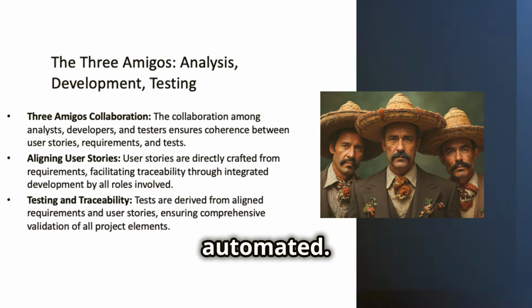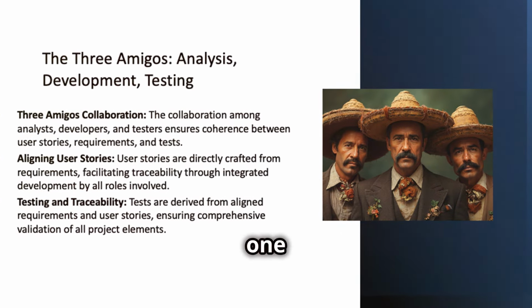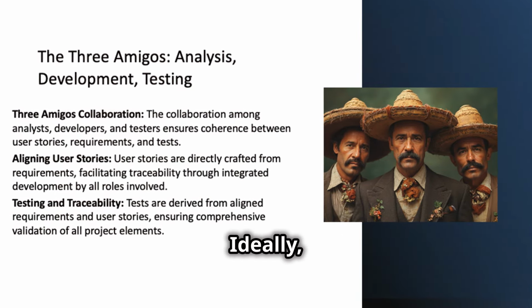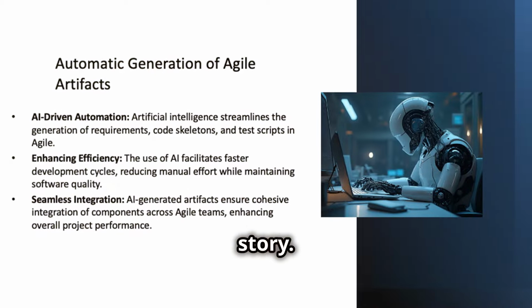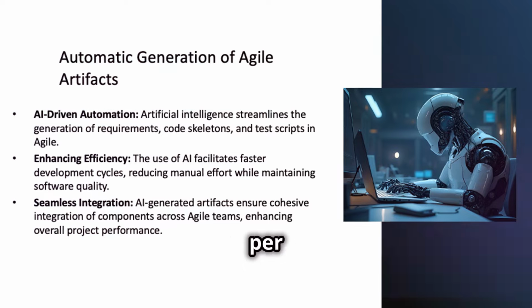Most of the tests will be automated. The code made by a team covers one or more requirements and one or more stories. Ideally, one requirement is covered by one story. All code for a functionality covers a feature, which is defined per team.